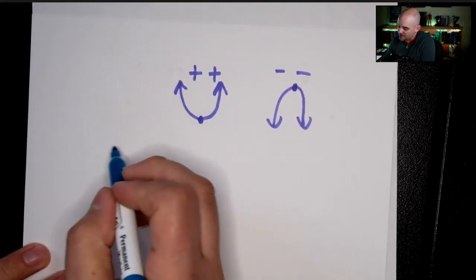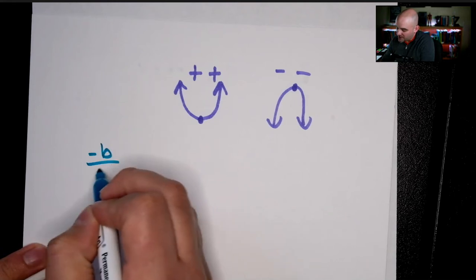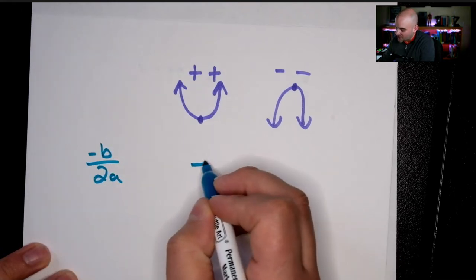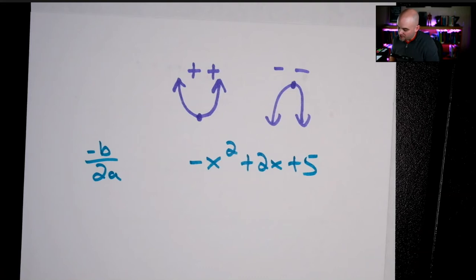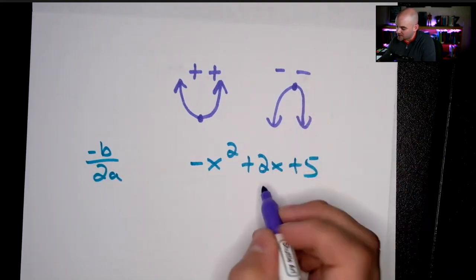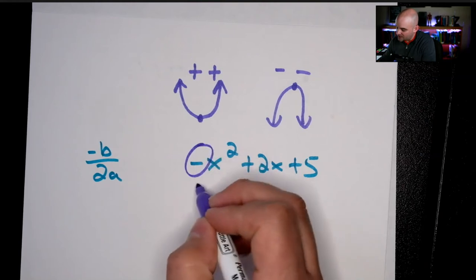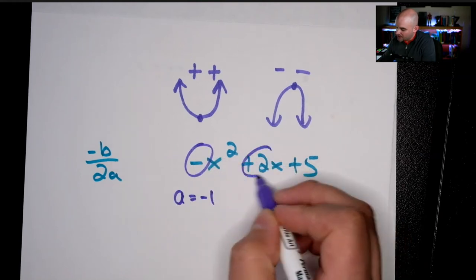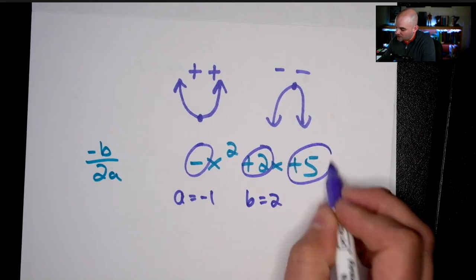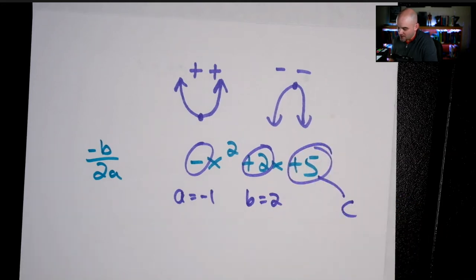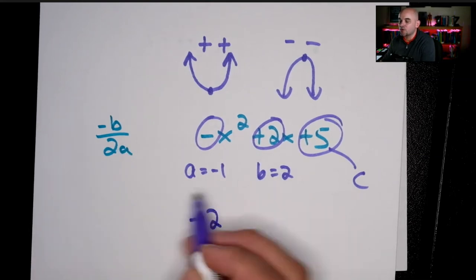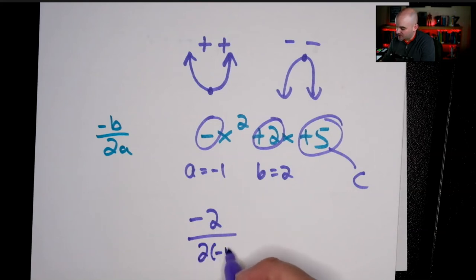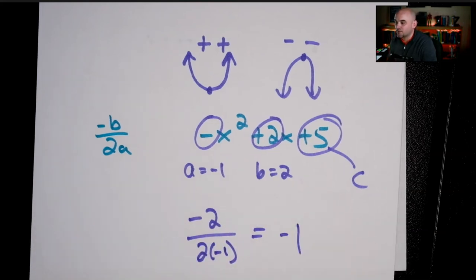In the last lesson we said we can figure out that vertex by using negative b over 2a. So if I have the function negative x squared plus 2x plus 5, to figure out the x coordinate of that vertex, a is negative 1, b is positive 2. I really don't need to know c here, but c is positive 5. Put it into the equation, and negative b becomes negative 2, and 2a is 2 times negative 1. This all simplifies to negative 1. That is the x-coordinate of my vertex.